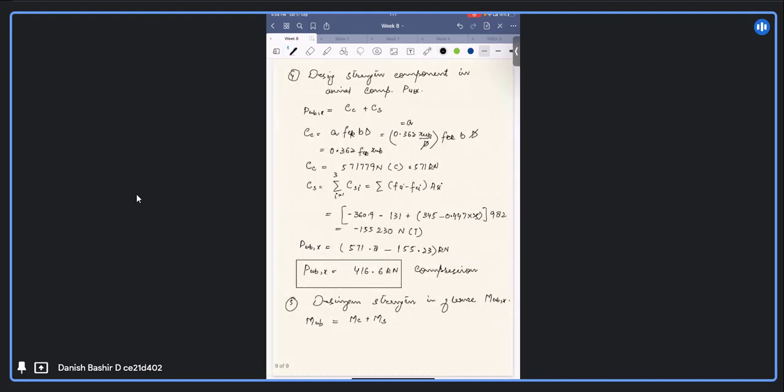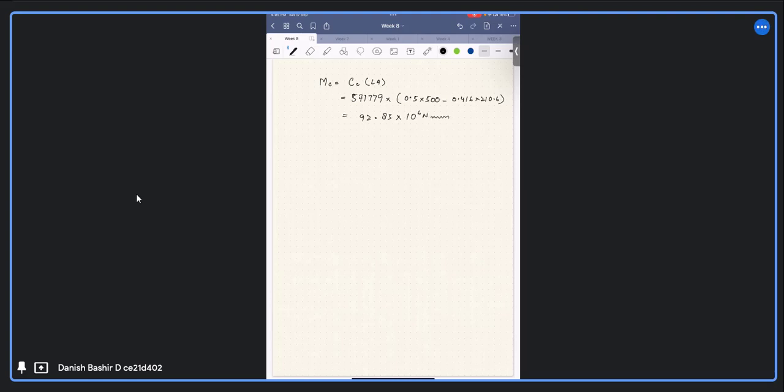MC plus MS, and MC will be CC into lever arm. I already wrote the formula as CC was 571.77 times 0.5 D is 500, minus 0.416 xu. 0.416 xu is 210.6. Okay, this comes out to be 92.85 into 10 power 6 Newton mm.